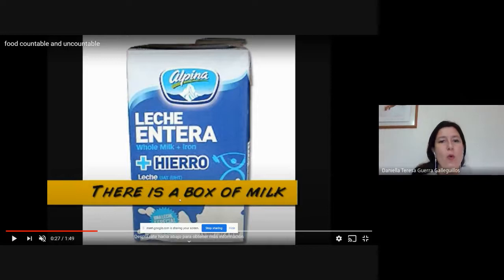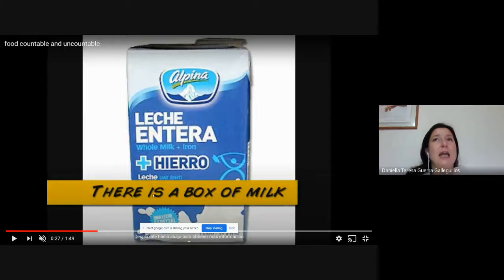Okay, so there is one box. Pero aquí lo estoy haciendo contable porque estoy diciendo que hay una caja. Aquí estoy contando la caja. Puedo decir que hay 2 usando there are. There are 2 boxes of milk in the house.